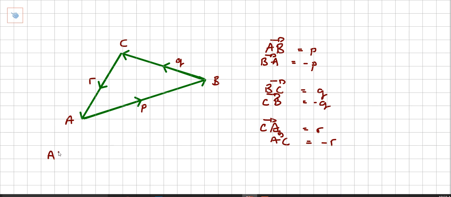What do you think A to B plus B to C would look like? A to B is P. P to C, it's P plus Q. Okay, so we've got P plus Q. That is the same thing as what?